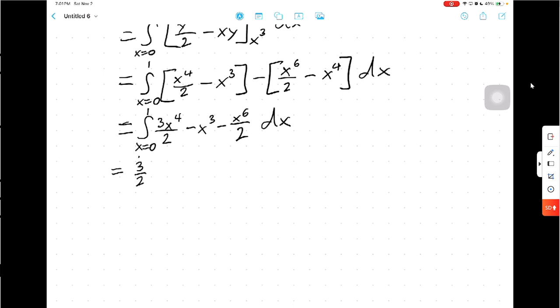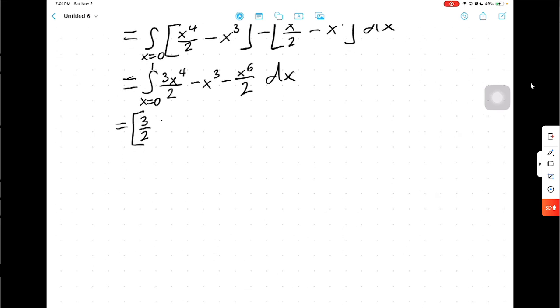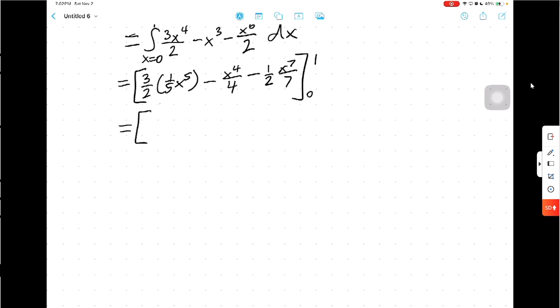Which is equal to 3 halves and then x to the 5th times 2/5 x to the 5th. No, 1/2 x to the 4th. 3 halves and then the integral of x to the 4th, which is going to be 1/5 x to the 5th. Minus x to the 4th over 4, minus 1/2 times the x to the 6th, which is going to be x to the 7th over 7. From 0 to 1. 3 halves times 1/5 is 3 over 10. Minus 1/4. Minus 1/14. Minus, and then zeros.